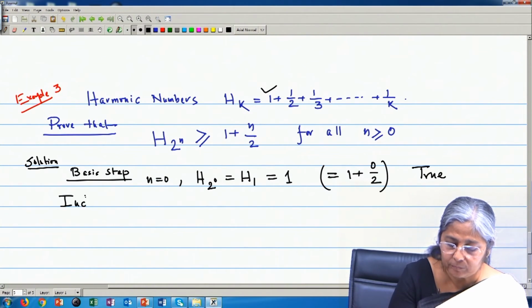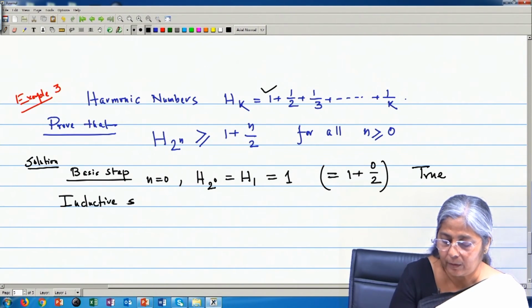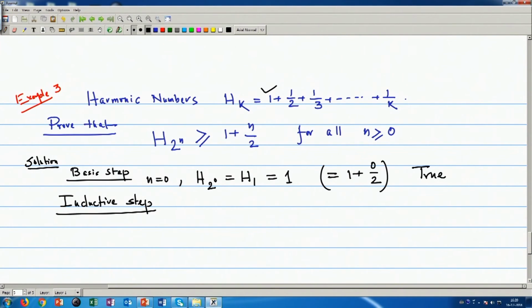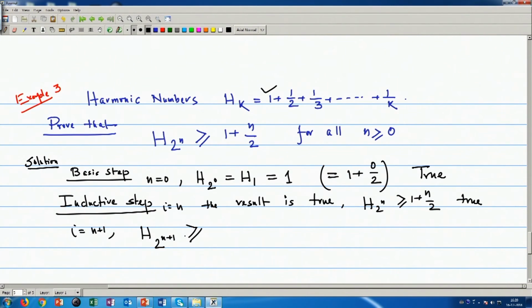For the inductive step, we assume the result is true for i equal to n. That means H 2 to the power n is greater than or equal to 1 plus n by 2. So, we have to show for i equal to n plus 1 that H 2 to the power n plus 1 is greater than or equal to 1 plus n plus 1 by 2.